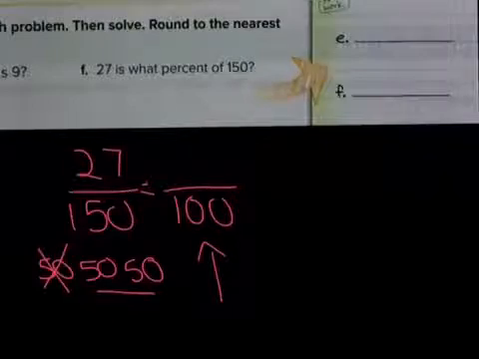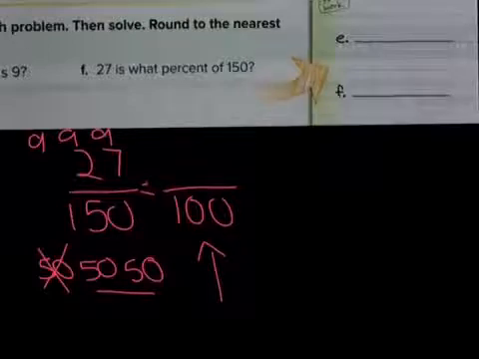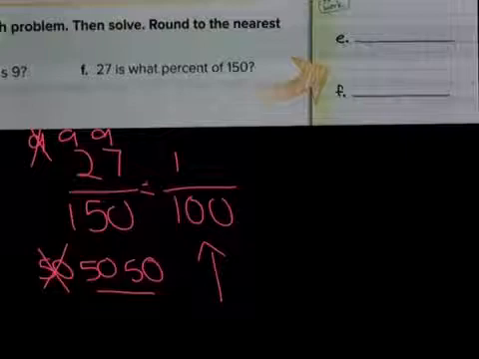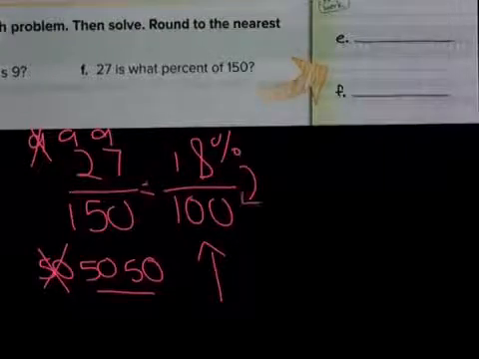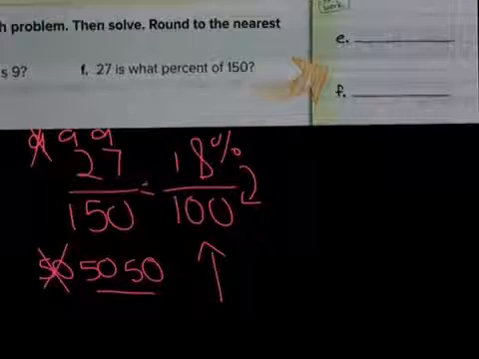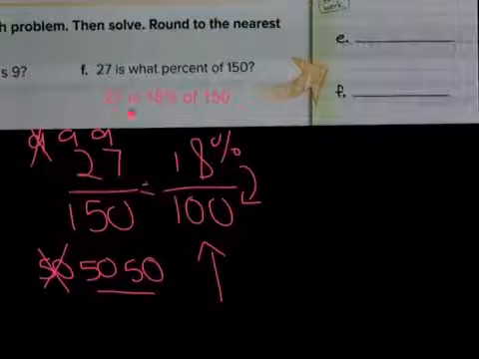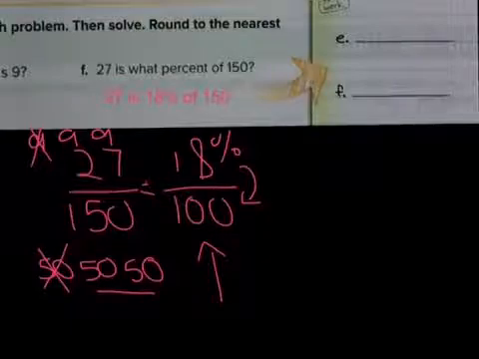So 27 is made out of 9, 9, and 9, is it not? If I get rid of one of them, I'm going to have 18. Will I not? And that's 18%, 18 out of 100. Don't forget, 27 is 18% of 150.